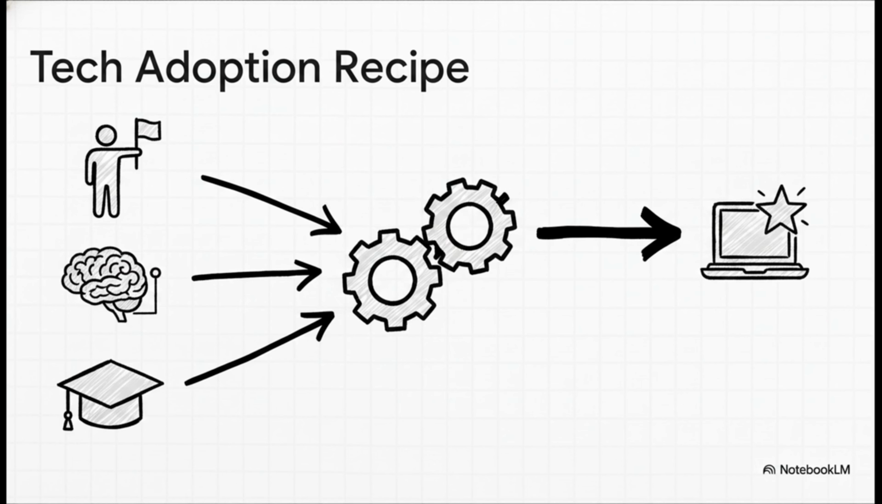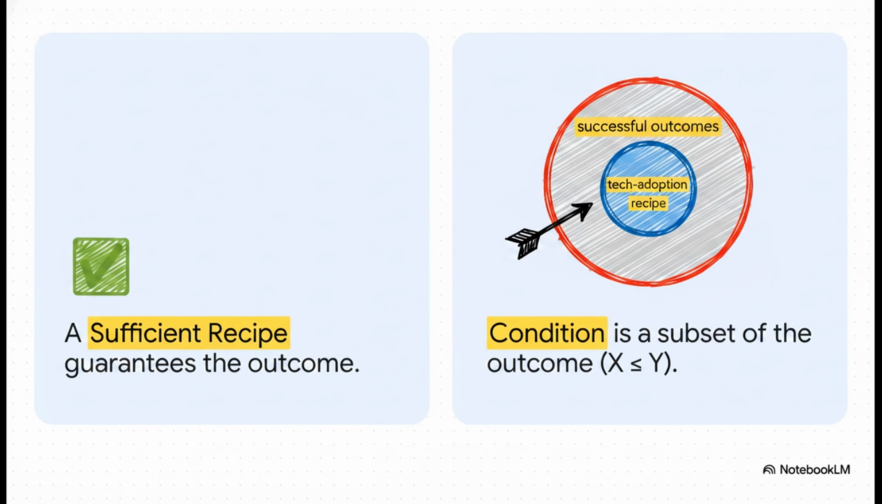Now here, the set logic is entirely flipped on its head. For a sufficient condition, the condition or the recipe becomes a subset of the overall outcome.